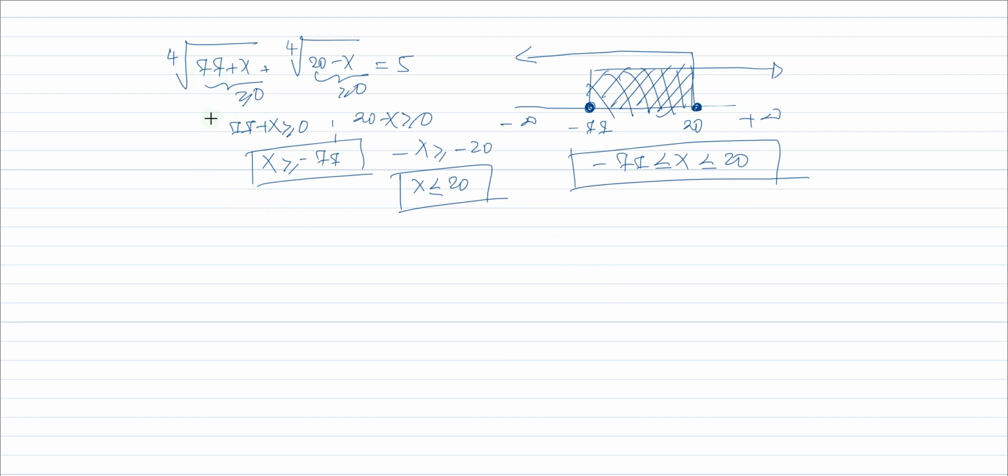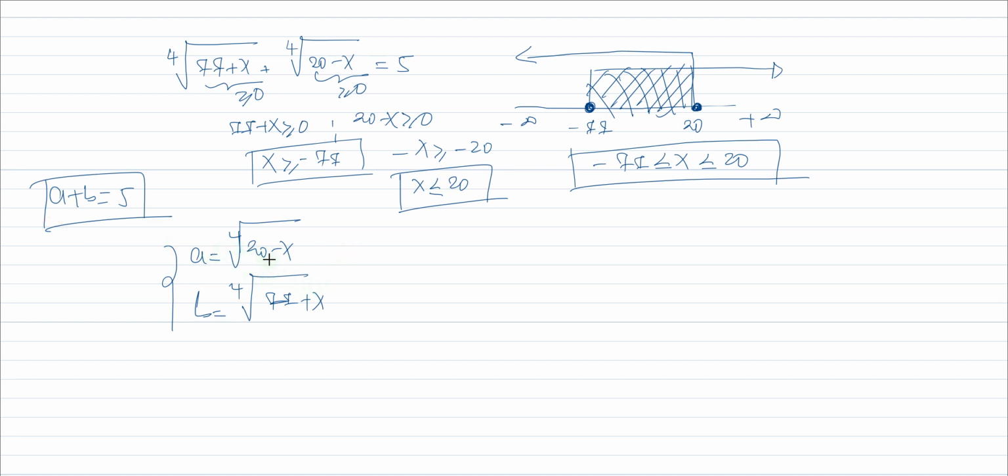So now we can solve our problem, guys. I'm going to say that a is going to be equal to the fourth root of 20 minus x, and b is going to be equal to the fourth root of 77 plus x. I'm calling this a and this b, so I mean that I have a plus b equal to 5.